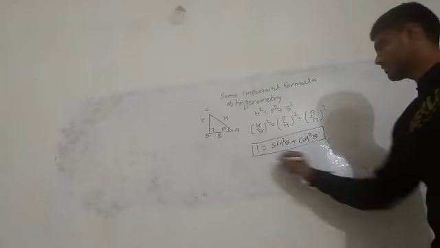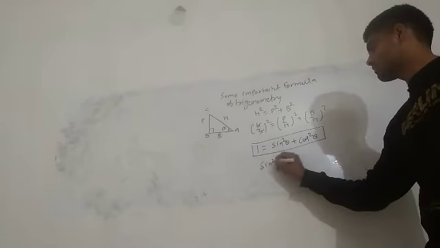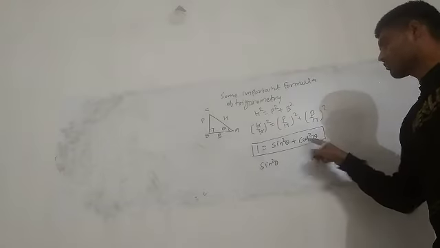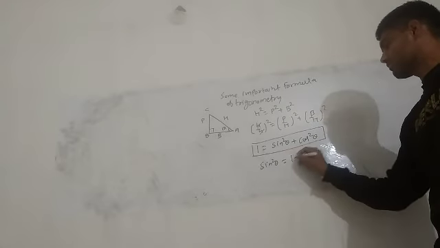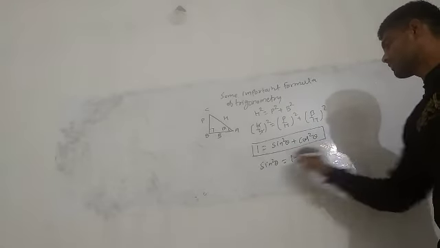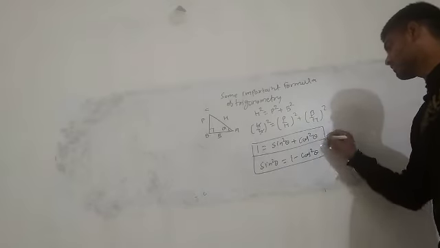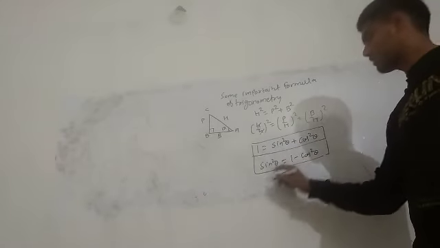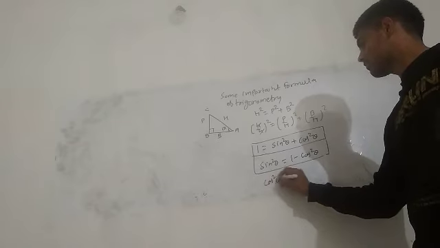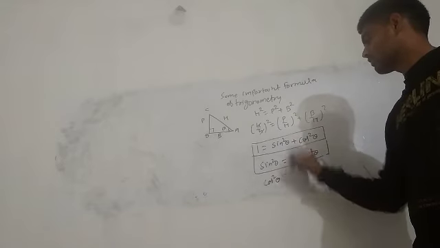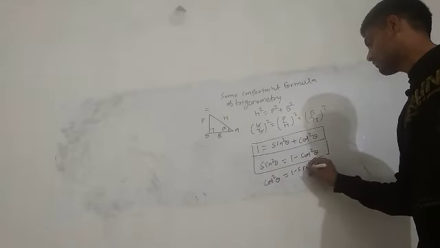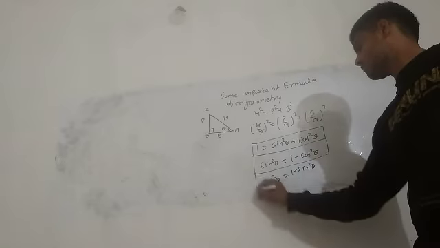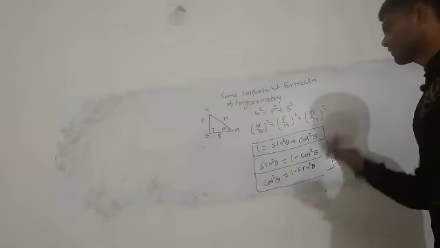Is that clear? And sin square theta equals what? You have to transfer cos square theta to the left hand side, so 1 minus cos square theta will come. This one is identity number second. If you transfer sin square theta to the left hand side, cos square theta will come. So cos square theta equals 1 minus sin square theta. This one is identity number third.